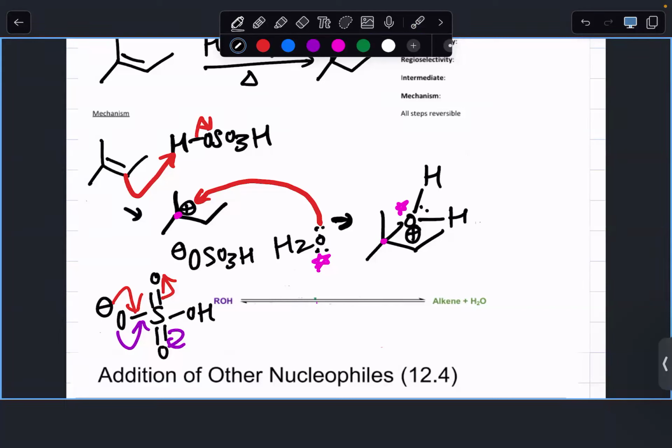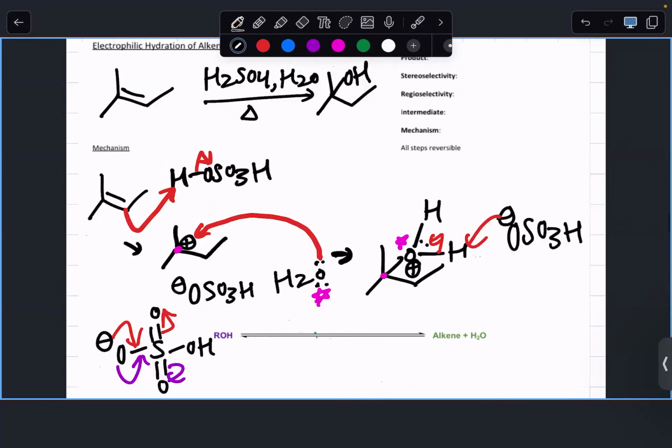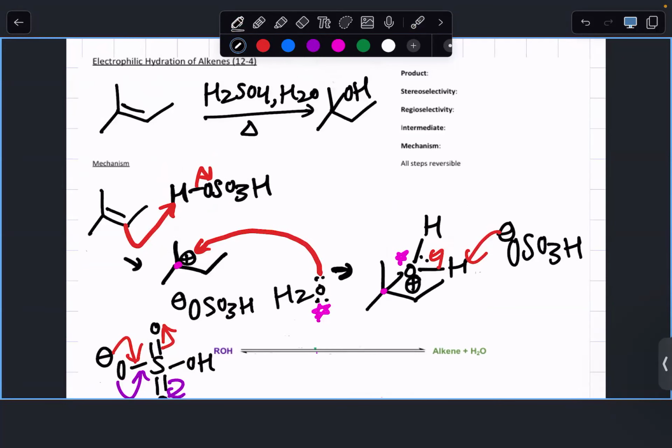What's the very last step that's going to happen in this mechanism here? Deprotonate, right? Using the conjugate base that got kicked out and reforming our acid catalyst, reforming the H2SO4. Yeah, you could use HSO4 minus or water. It doesn't matter. You still get points.